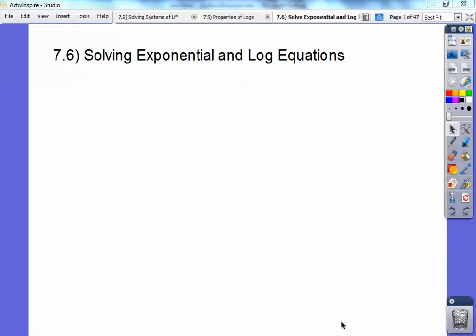Hey, everybody, this is Preston Malm, and this Algebra 2 lesson will be on solving exponential and log equations. Let's begin.